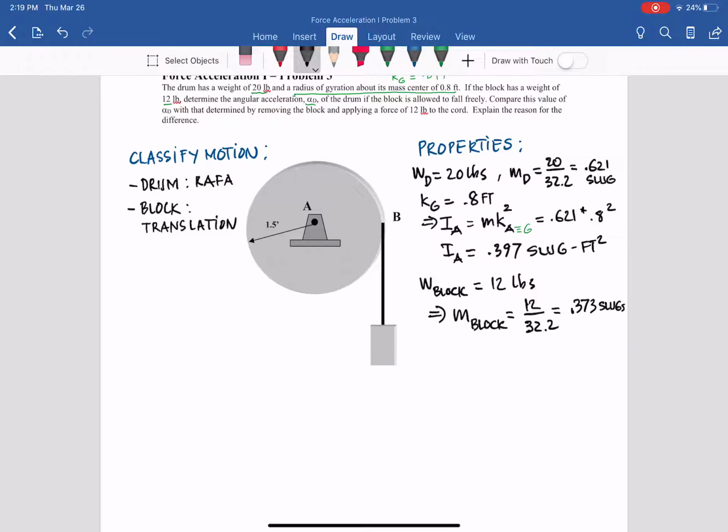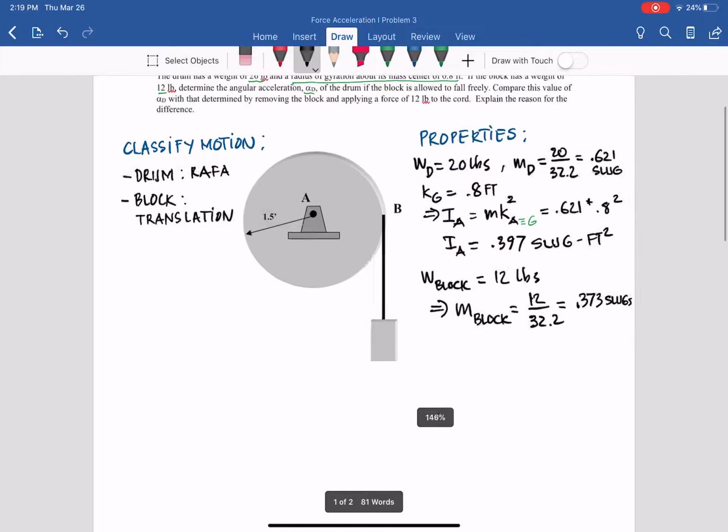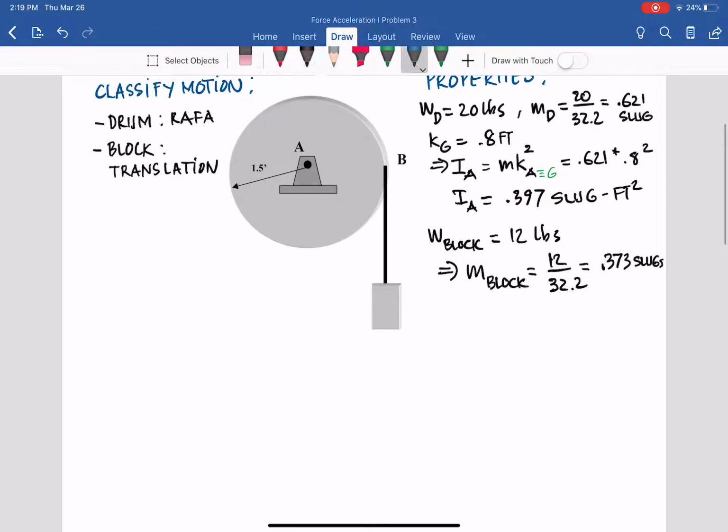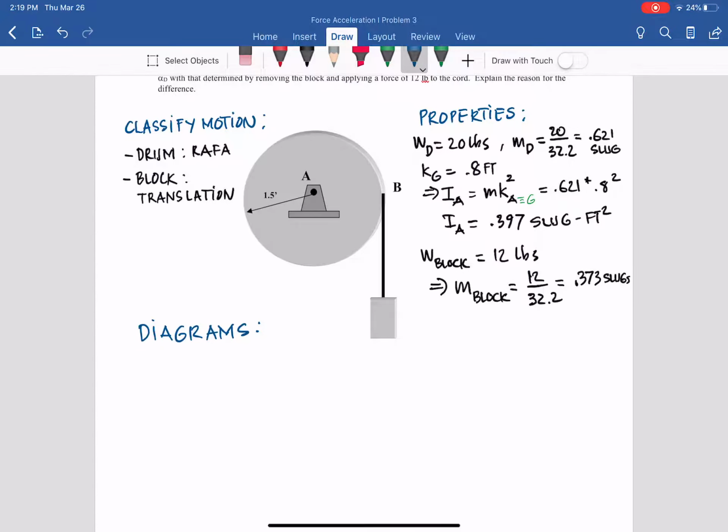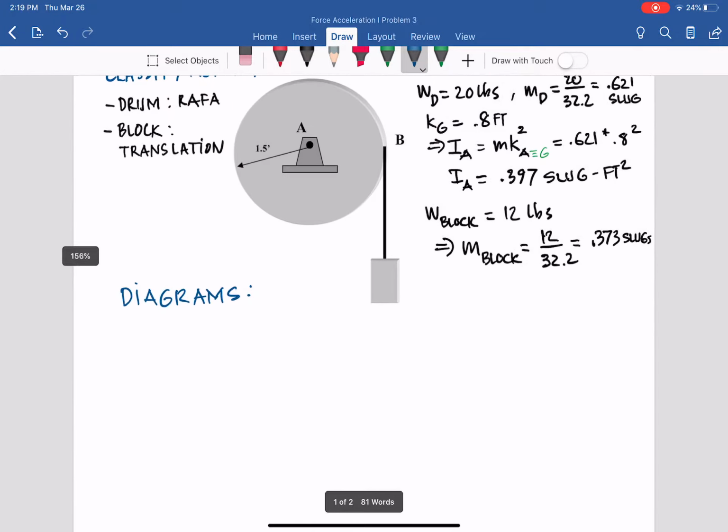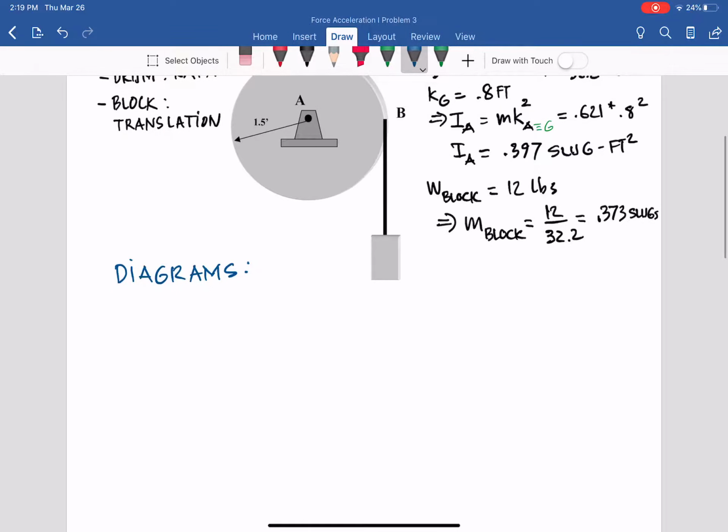And then go ahead to draw the diagrams. Free body diagram equals kinetic diagram. So let's talk about diagrams. We have two bodies here, so you will draw each body two diagrams and then make them equal. Keep that in mind. So the drum and the block, each of them you draw two diagrams.